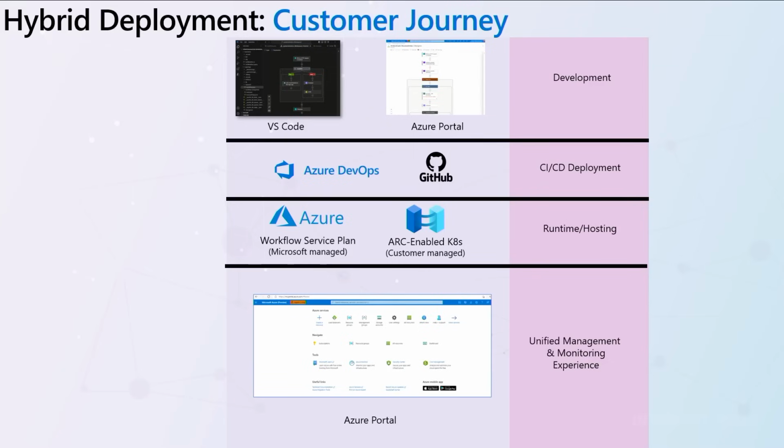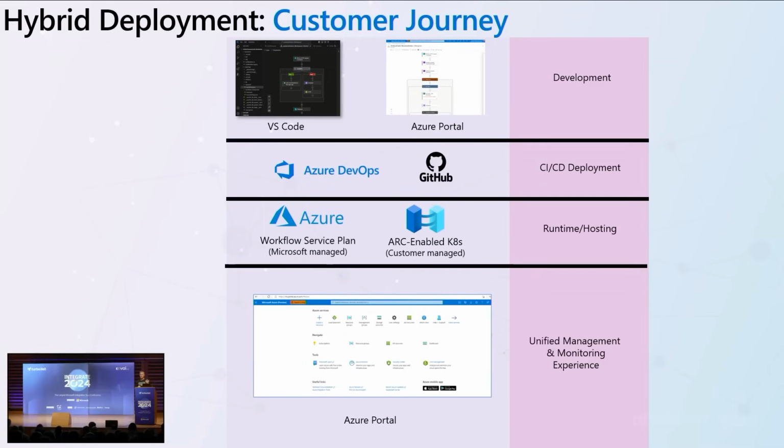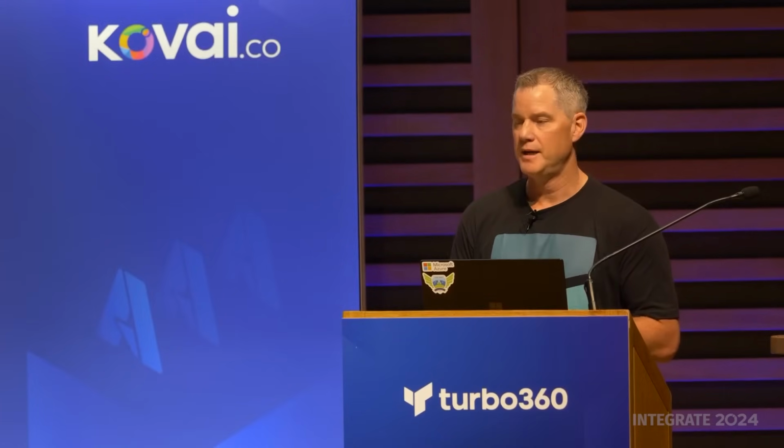And so the way we see the customer journey here is that you go ahead and build these workflows in the same manner, whether that's VS Code or the Azure Portal. You then check them into your source control, you build your deployment pipelines, and then this really becomes a deployment target. Is this Microsoft managed and you're going to deploy to an app service plan or workflow service plan? Or is this customer managed and you're going to deploy to an Arc-enabled Kubernetes cluster? Really, it's up to you when you're deploying to make that particular decision. And regardless of where you deploy it, you still have that unified management and monitoring experience as well.